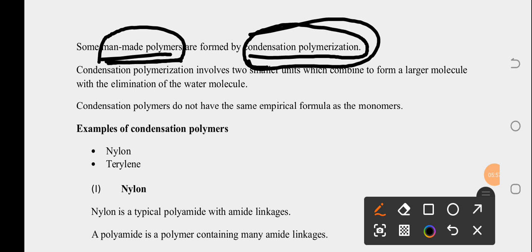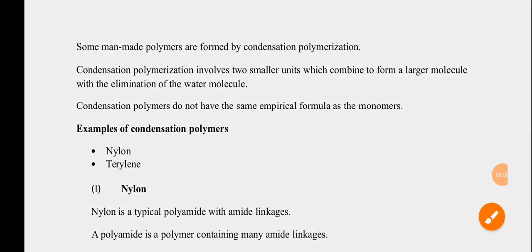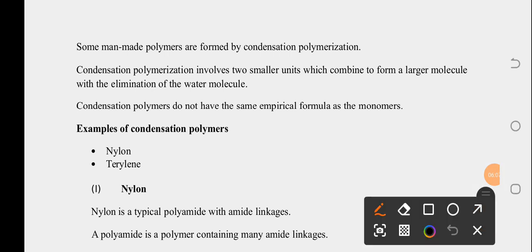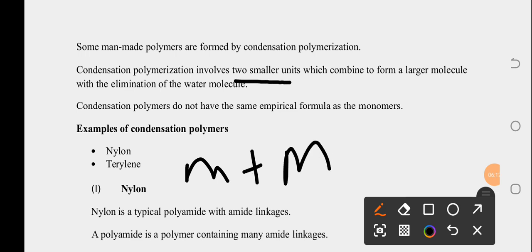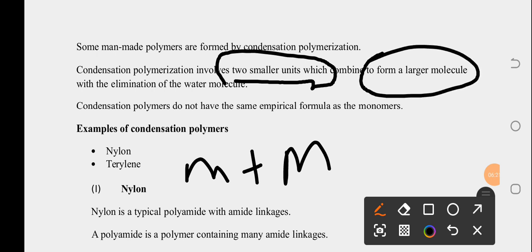Okay, so condensation polymerization. When we talk of condensation polymerization, we are talking about the combination of two smaller units, which are called monomers, to form a larger molecule, which is a polymer, with the elimination of a water molecule. So besides the polymer which is formed as a result of this process, there is also an elimination of the water molecule.